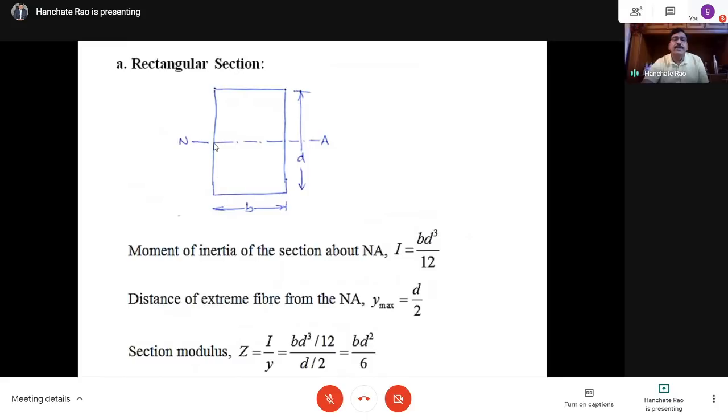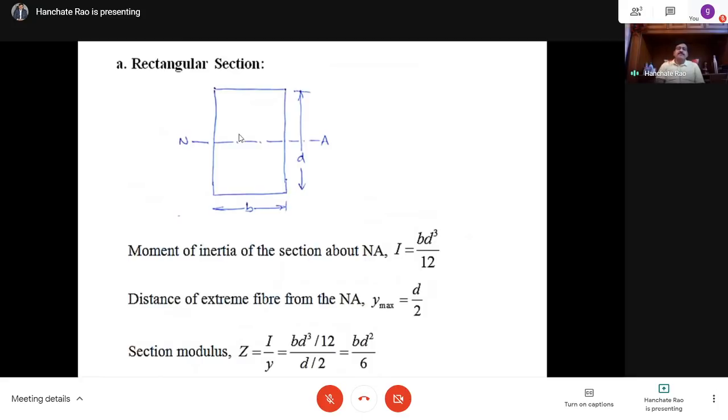So the neutral axis is exactly at D by 2 from either the top or the bottom. For a rectangular section, what is the moment of inertia? You know, the moment of inertia I is equal to BD cubed by 12.